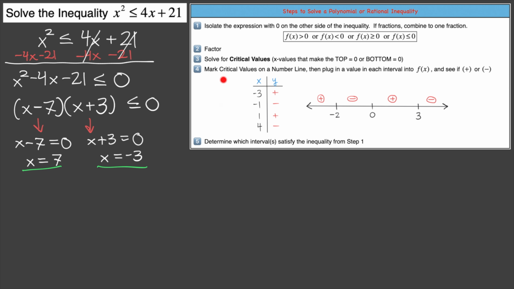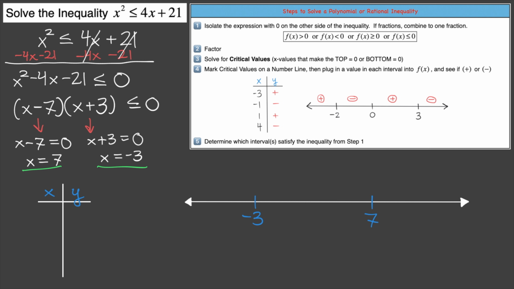All right, step 4. Mark critical values on a number line, then plug in a value in each interval into f of x. And we want to see if those intervals are positive or negative. Here's our number line. So we're going to mark negative 3 and 7 on our number line. All right, next we are going to make our chart here. So I'm going to bring up an XY chart, and we're going to plug in values in each of the intervals. So there's an interval from negative infinity to negative 3, negative 3 to 7, and from 7 to infinity.